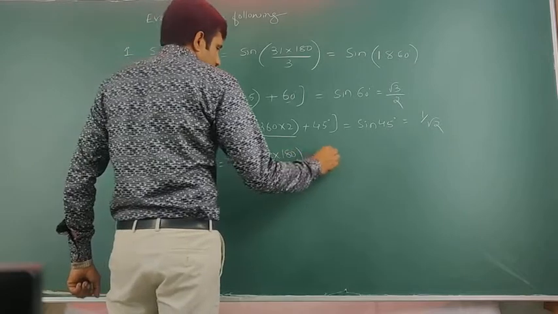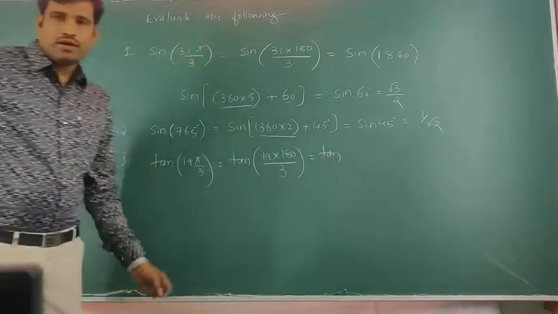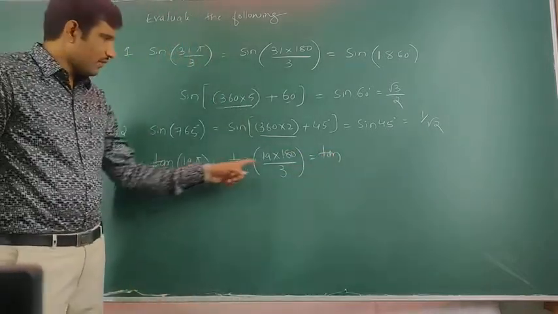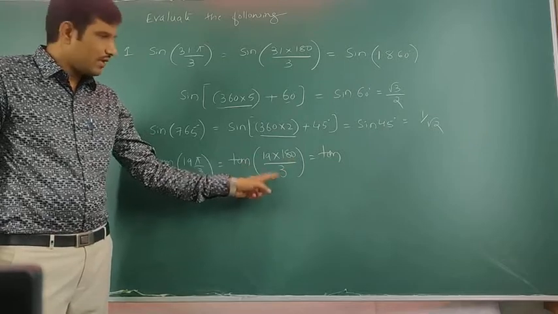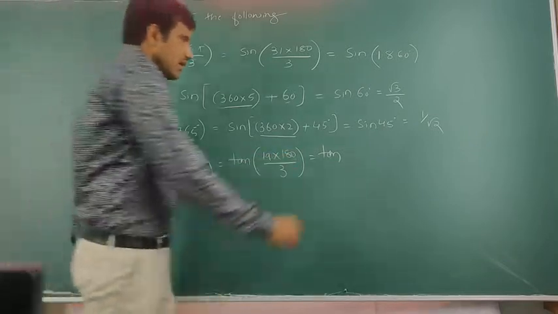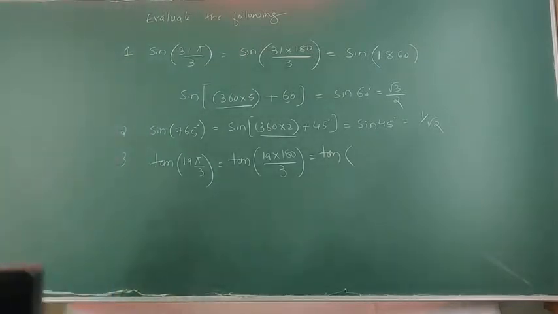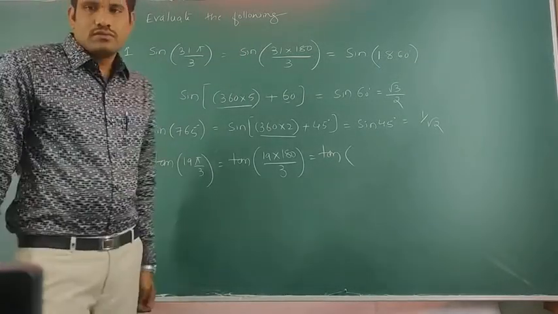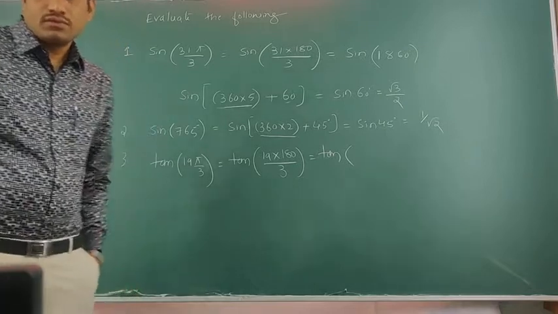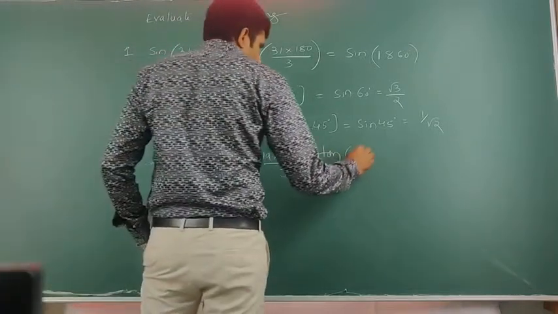Tell me the answer by using calculator. Tan of 19 pi by 3, that is 19 into 180 divided by 3. Tell me the answer by using calculator. Fast. 1140.